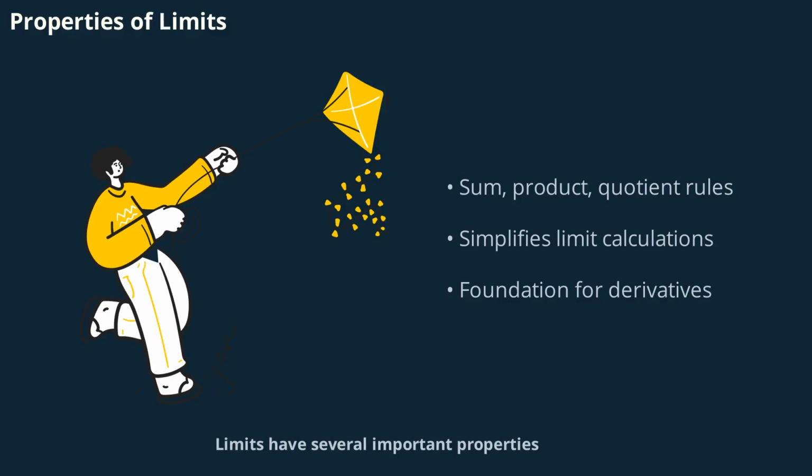Limits have several important properties. The limit of a sum is the sum of the limits, the limit of a product is the product of the limits, and the limit of a quotient is the quotient of the limits, as long as the denominator doesn't approach zero. These properties make it easier to compute limits without always referring back to the formal definition.